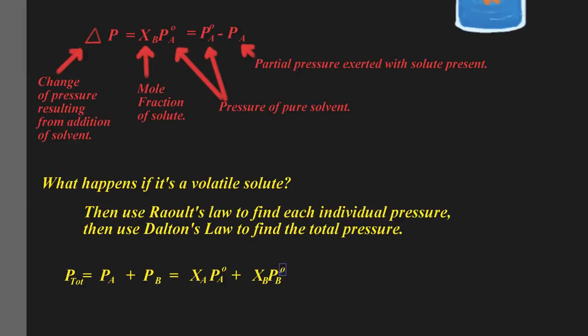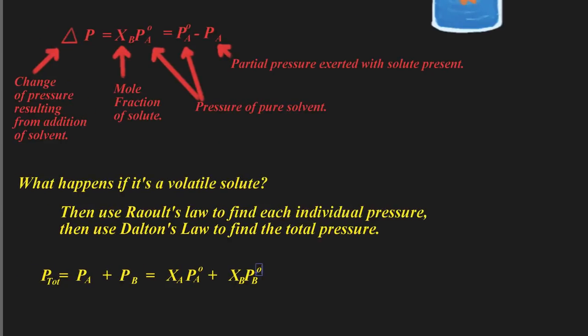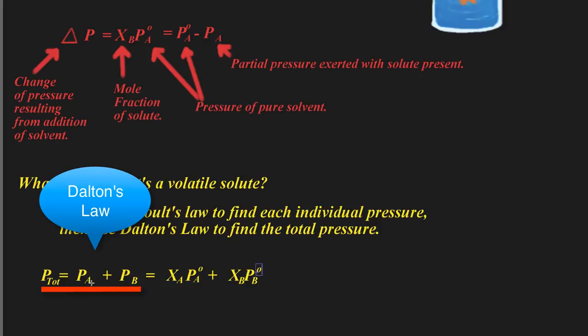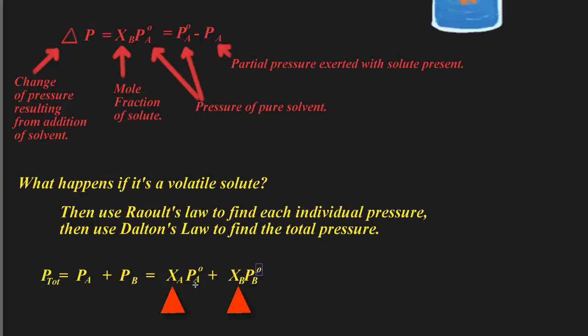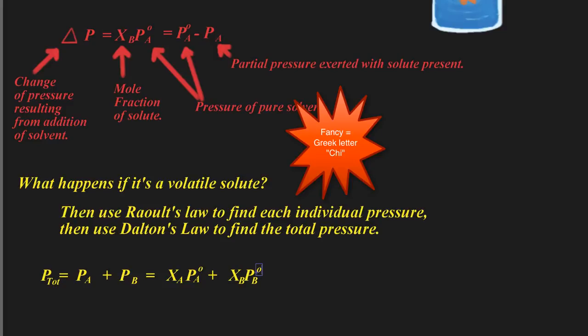Well, first part is Dalton's law right here. Total pressure equals individual partial pressures added together. And then the second part is using Raoult's law twice. We use the mole fraction of the solvent times the pure partial pressure at that temperature, pure solvent. And you do the same thing for the other one. In this case, XA plus XB would equal 1, or chi is what I should say, because it's the fancy X. So that's basically it for Raoult's law.